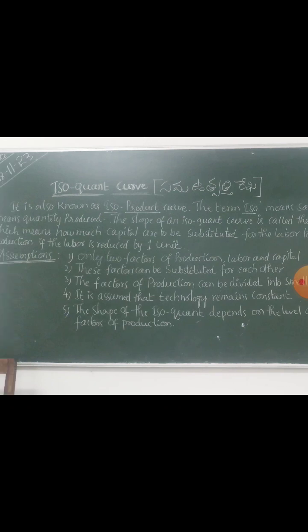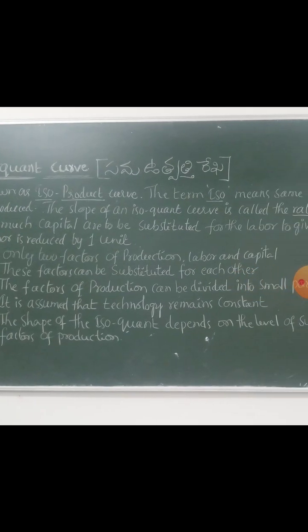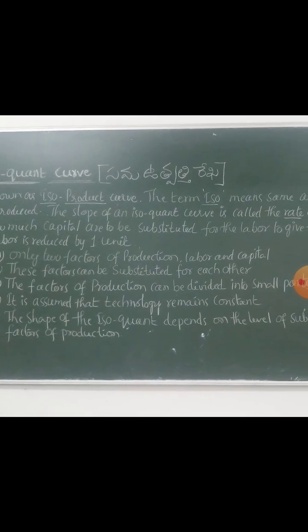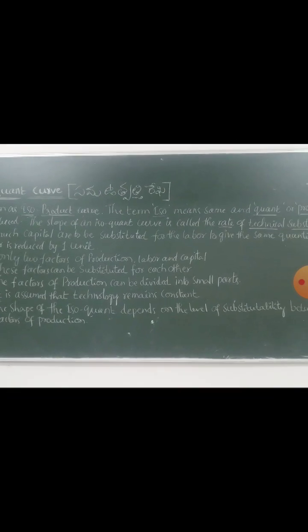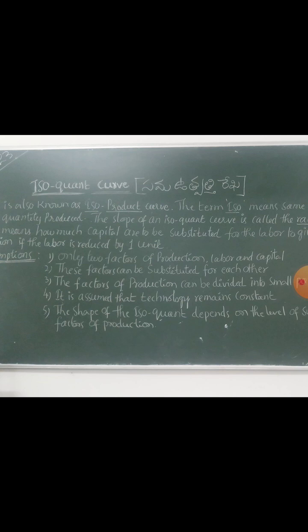So what are the assumptions of the iso-quant curve? Only two factors of production, such as labor and capital. These factors can be substituted for each other. The factors of production can be divided into small parts. It is assumed that the technology remains constant. The shape of the isoquant depends on the level of substitutability between the two factors of production. So these are the assumptions to get the isoquant curve.